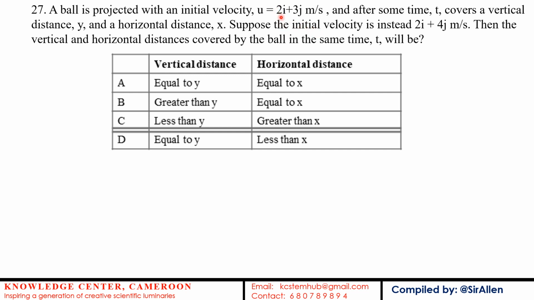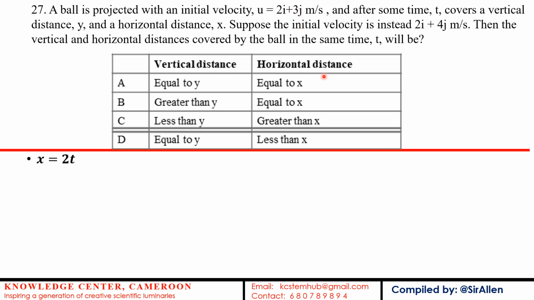Because for instance, the x displacement now will just be what? The initial velocity in the x direction, because i is a unit vector in the x direction and j is a unit vector in the y direction. So the displacement in the x direction will just be 2 times t, okay? The displacement in the y direction would just be 3 times t. Then you add the gravity component, because when you're going in the y direction, you're moving against gravity. So you have minus half gt squared.